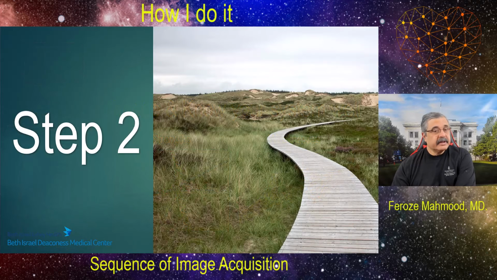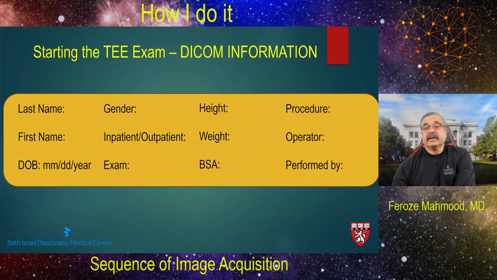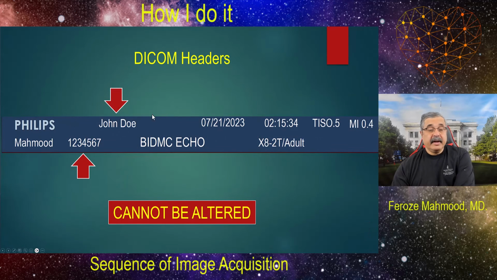Step two of this exam is to enter the accurate DICOM information. That includes the last name, the first name, the gender, date of birth, height, procedure, operator, and finally the performed by. These are a few of the most important things. For example, looking at the DICOM headers on a Philips machine, this is the patient's name, this is the medical record number, two of the most important things, the date, the time, the type of probe, and lastly, the operator.